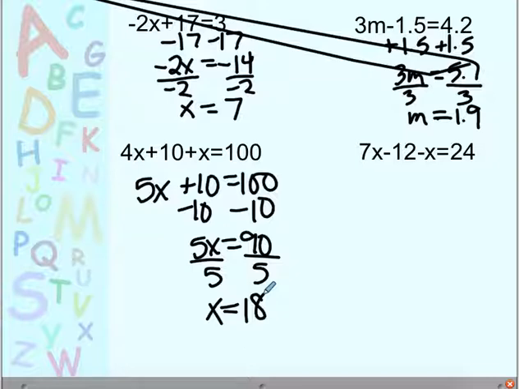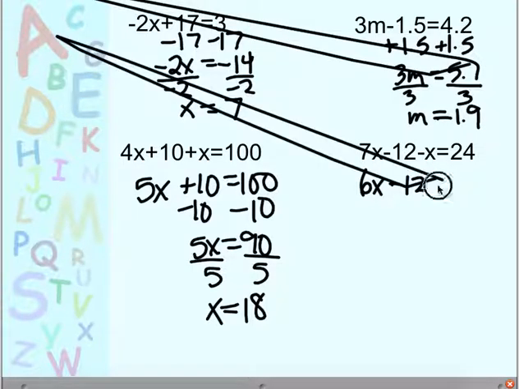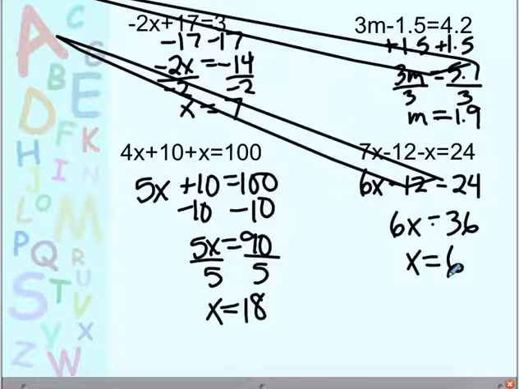And lastly, combine like terms once again. 7x minus x is 6x minus 12 equals 24. Add 12 to each side and we get 6x is equal to 36. Divide by 6, so x equals 6. Okay.